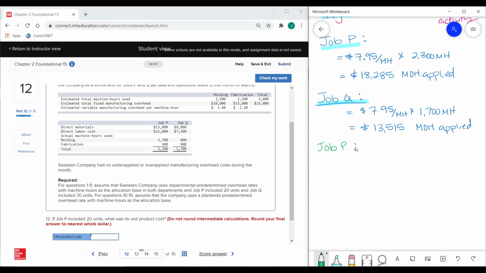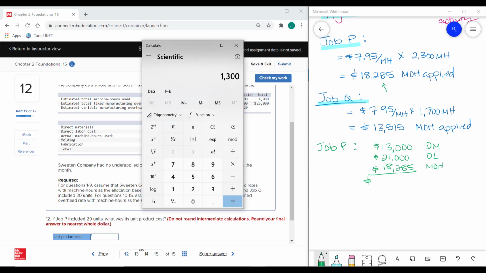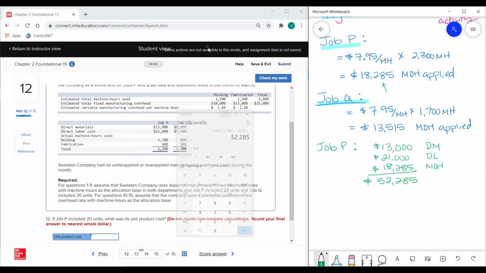Job P's cost is made up of direct materials, direct labor, and overhead, right? So we know the direct materials cost incurred on job P is $13,000. The direct labor cost is $21,000. And then the overhead applied, which we just determined, is $18,285. So we add those together to find the total product cost of job P. That's $13,000 plus $21,000 plus $18,285. That's total product cost of $52,285 for the entire job.